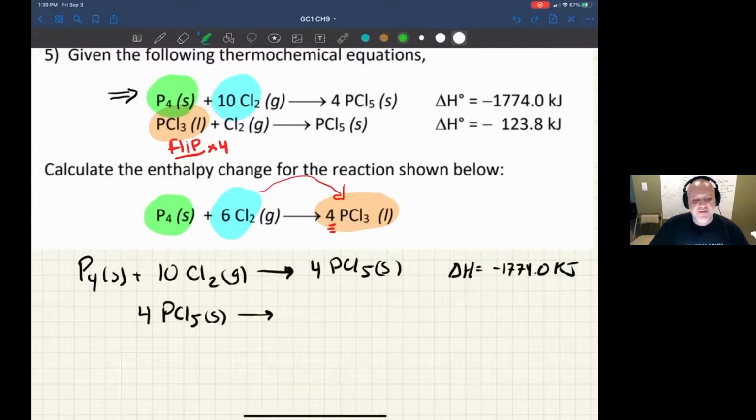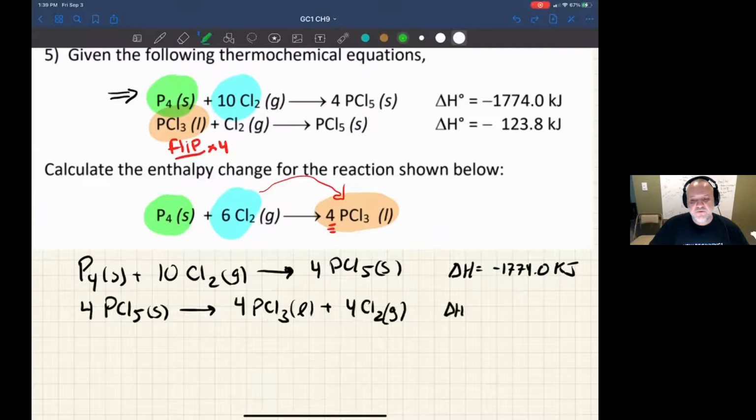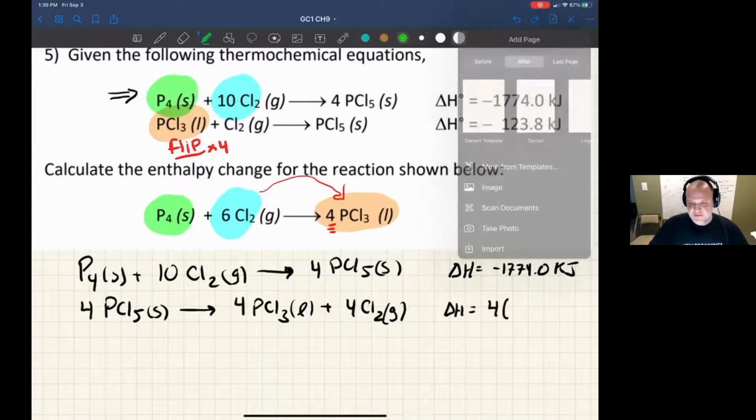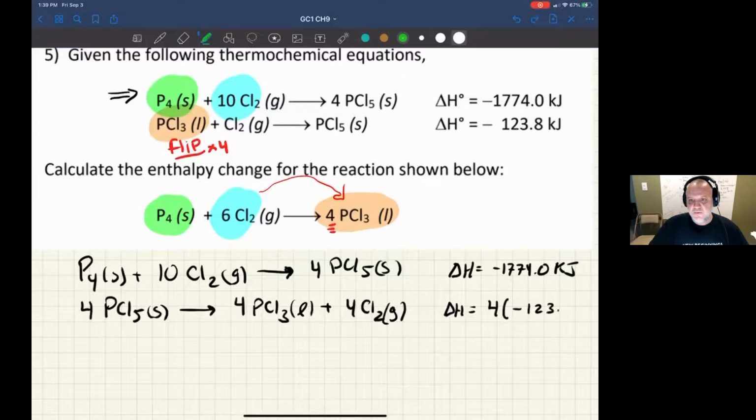So let's go ahead and rewrite that second reaction by flipping it and multiplying it by 4. So we get 4 PCl5 goes to 4 PCl3 plus 4 Cl2 gas. And then what I need to do with the delta H is multiply it by 4. Since I also flipped it, I need to make the sign opposite. So if we flip the reaction, we need to reverse the sign of the delta H.